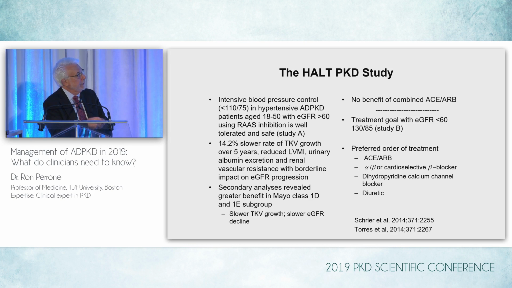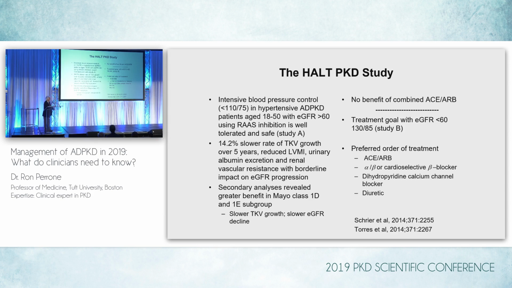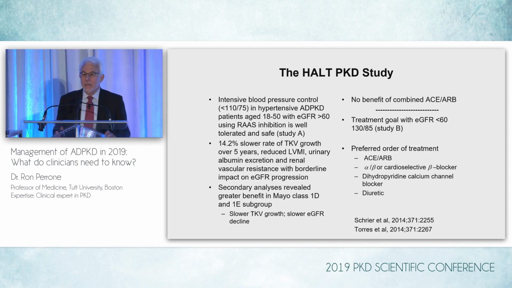In study B, the treatment goal was eGFR less than 60, was 130/85, and there was no intensive arm because of the concern that combined ACE and ARB would result in complications of AKI and hyperkalemia, particularly in those with lower GFR, that is GFR less than 60.